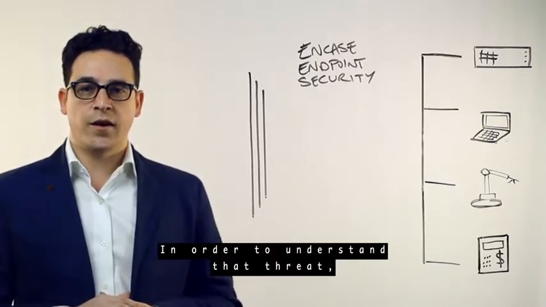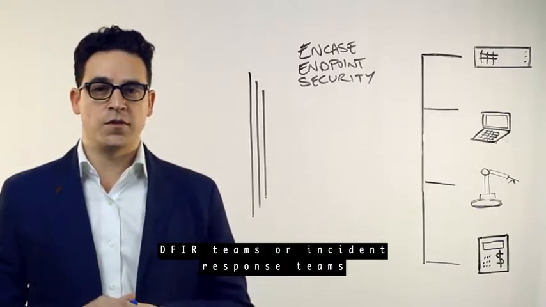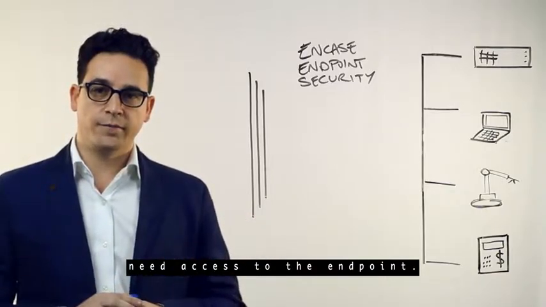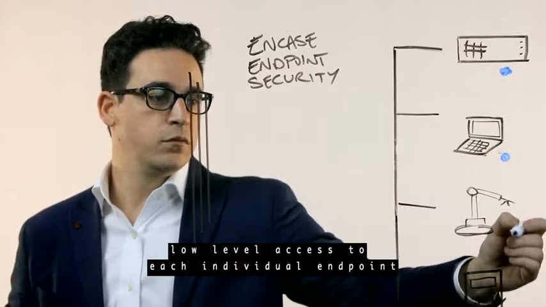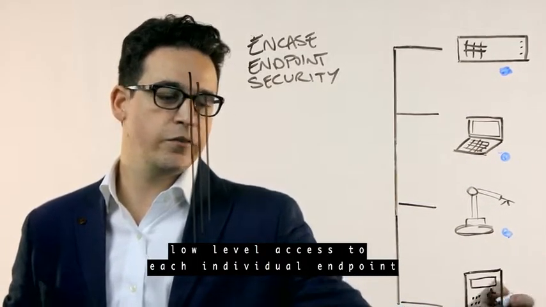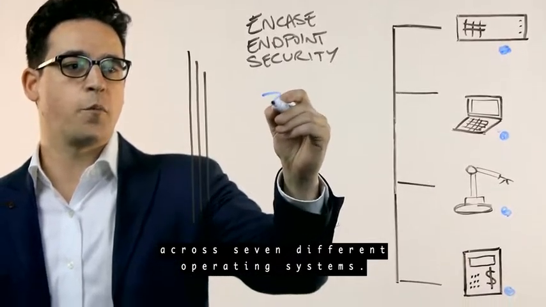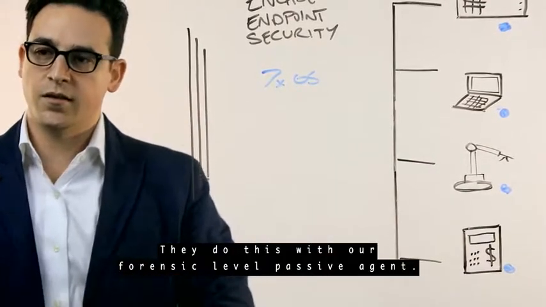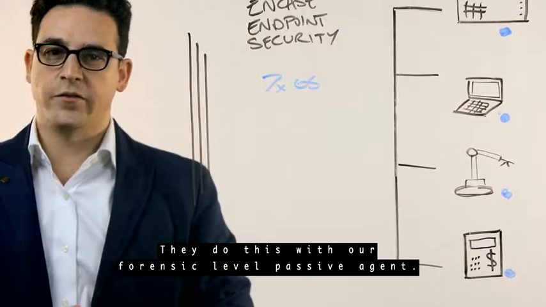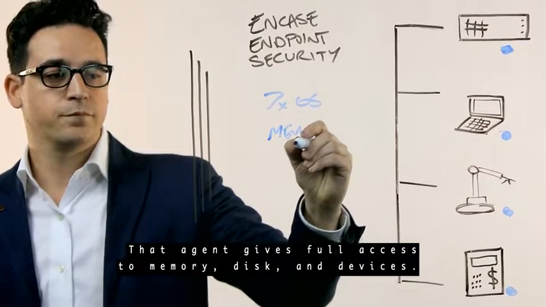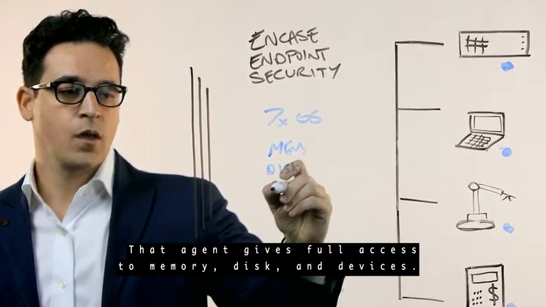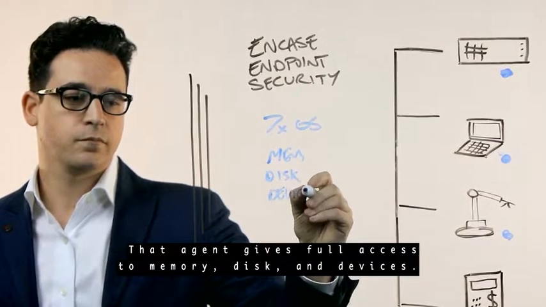In order to understand that threat, DFIR teams or incident response teams need access to the endpoint. EnCase endpoint security provides full, low-level access to each individual endpoint across 7 different operating systems. They do this with our forensic-level passive agent. That agent gives full access to memory, disk, and devices.